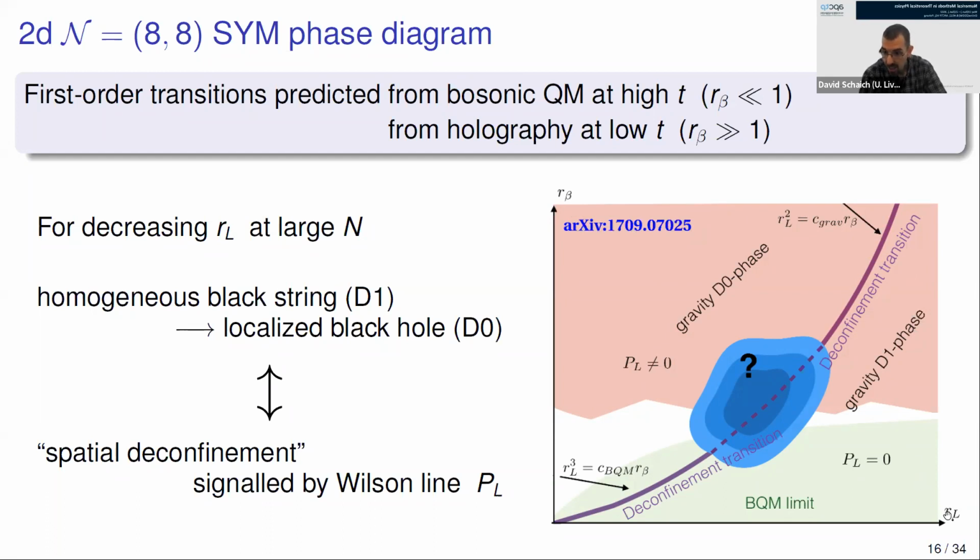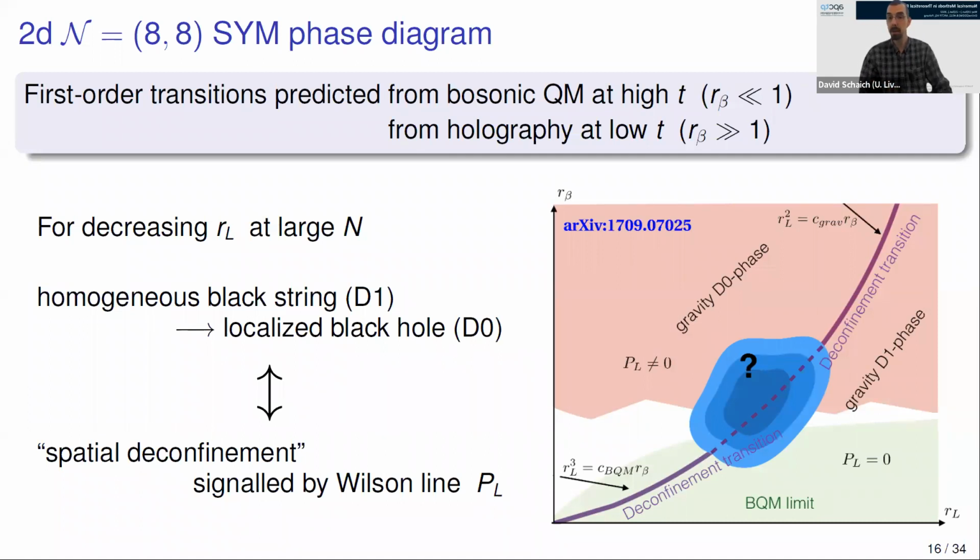And as we change the spatial extent of the lattice on the horizontal axis, there are transitions predicted in two regimes. First, at high temperatures, all of the fermions pick up a large thermal mass from their antiperiodic boundary conditions. We have just a bosonic quantum mechanics theory where a first order transition is fairly easy to establish.